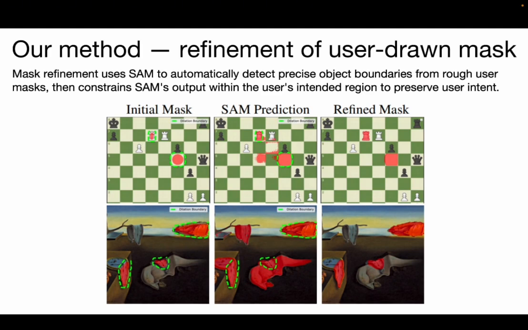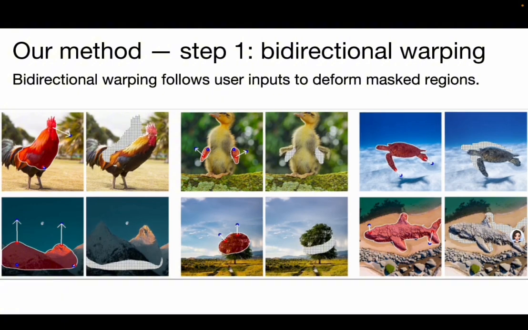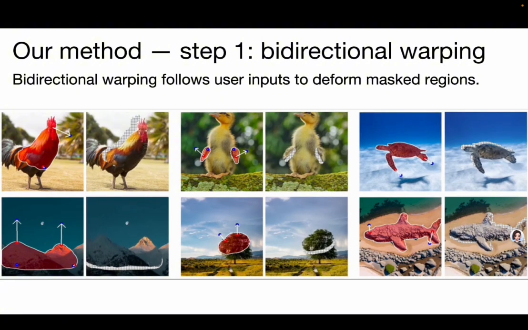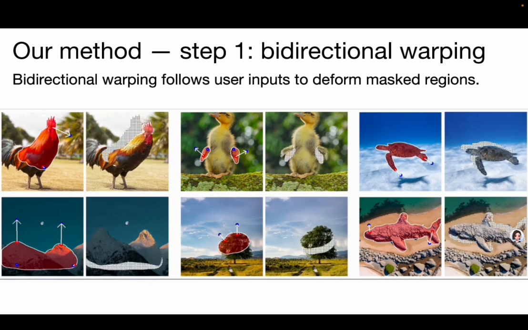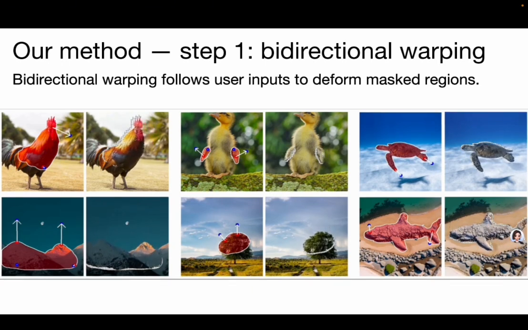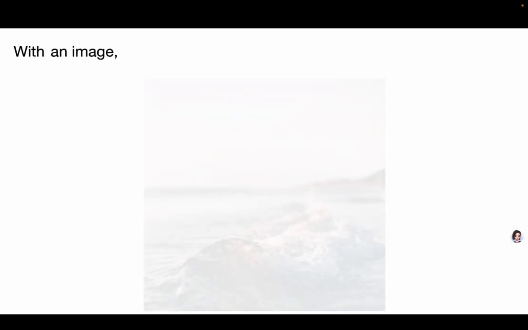Now let's dive into the core of our method, step 1, which is bidirectional warping. Our algorithm deforms masked regions precisely according to user-specified control points. The key strength is computing dense motion fields for every pixel, ensuring smooth transformations. By providing complete motion guidance rather than sparse control, we eliminate deformation ambiguity. Let's now walk through our algorithm step by step.